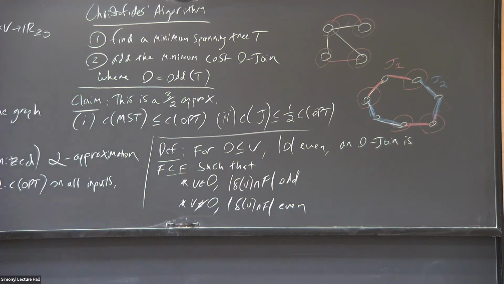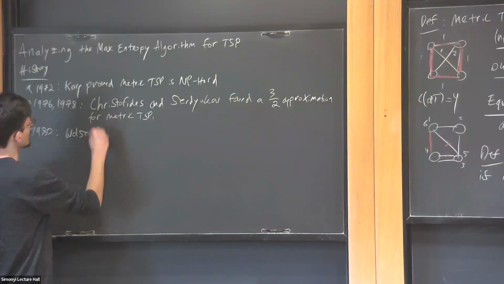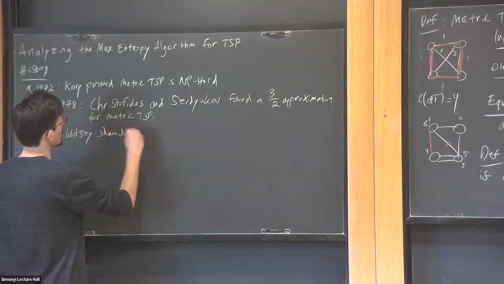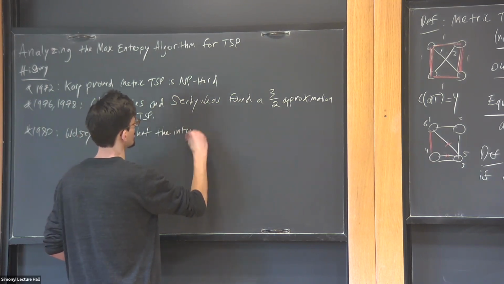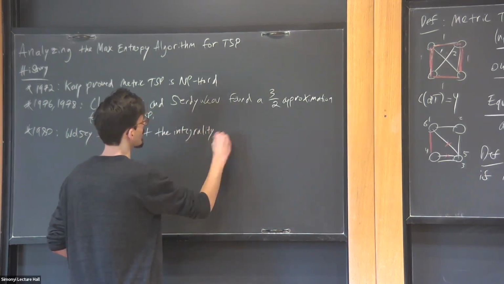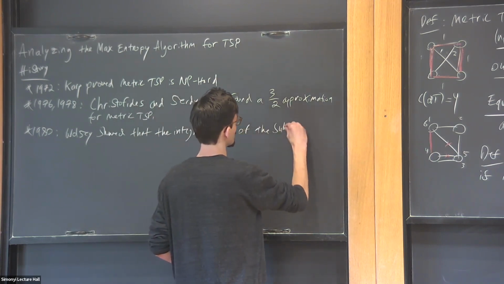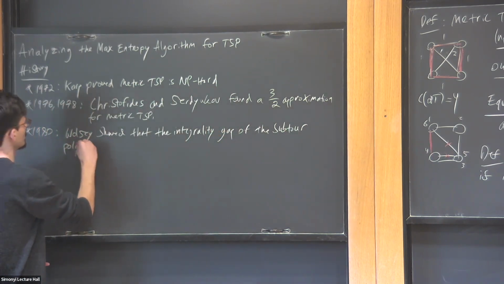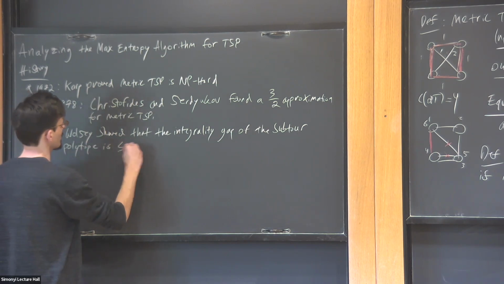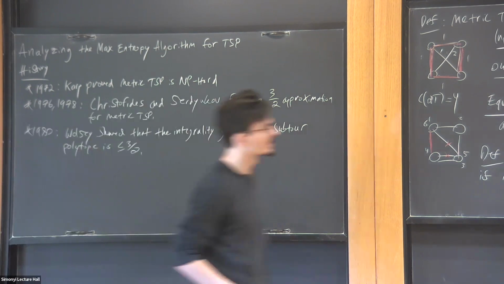Okay, let's move forward a little bit in time. 1980, Wolsey showed that the integrality gap of the subtour polytope is at most 3/2. What's the subtour polytope?